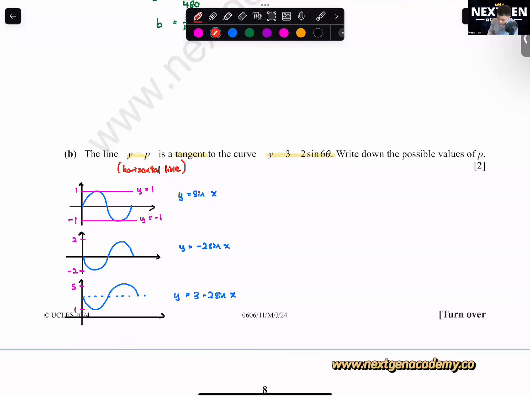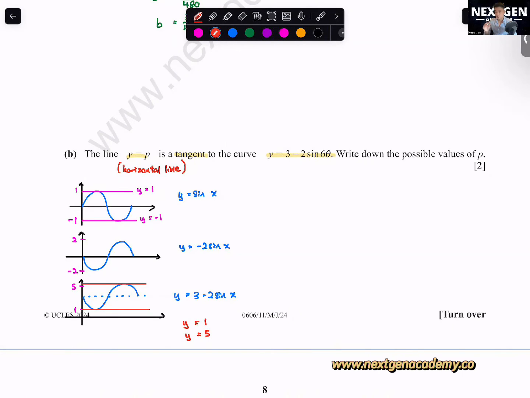Okay, so where are your two tangents? Which is here. The teacher drew not so accurately here. So here and here. Okay, these two lines. So my equation will be y equals 1 and y equals 5. Okay, this is how we understand it graphically.